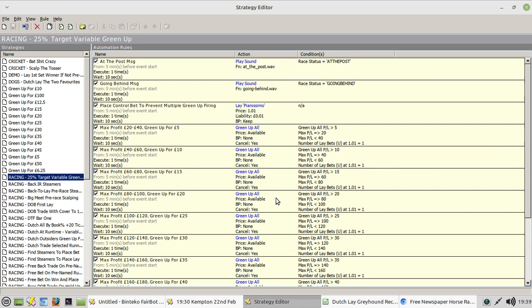All these figures here, all these particular rules that I've done here are based on the idea of having a £100 liability, either backing or laying. And as I say, this rule can be used on any type of bet, no matter how you intend to address the market.